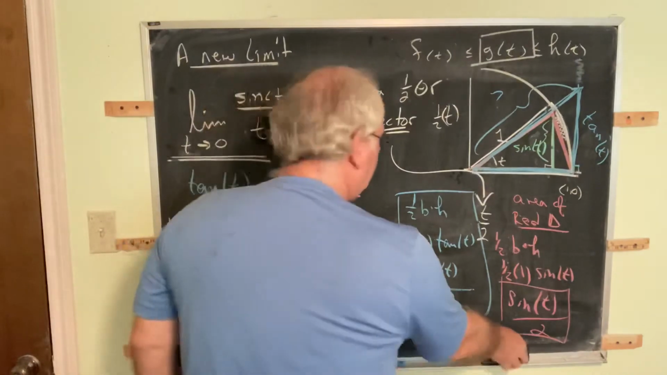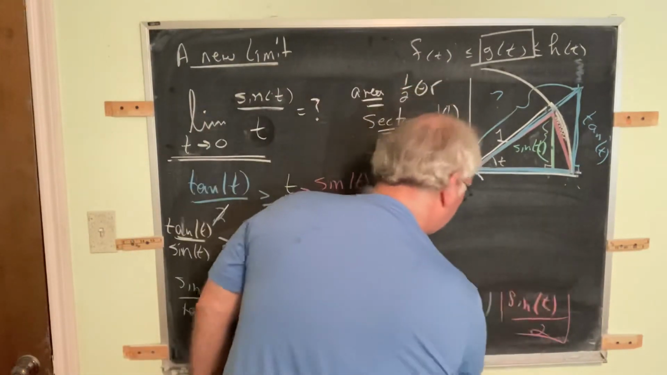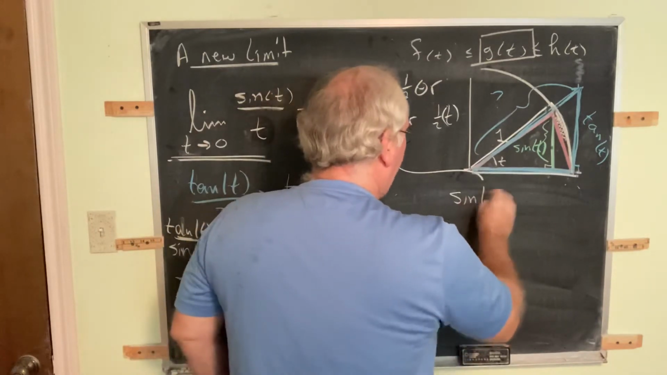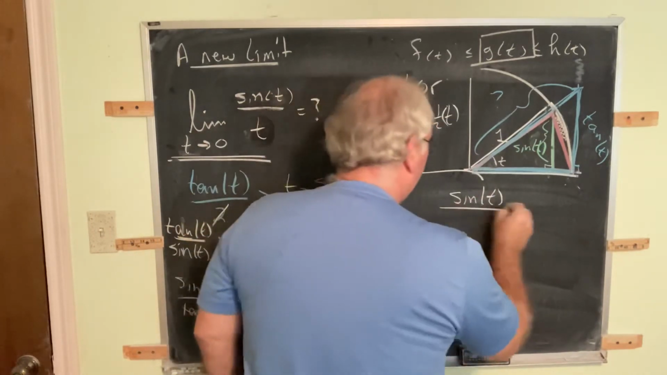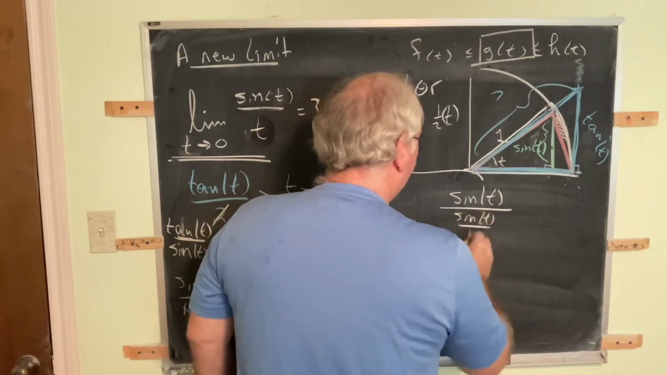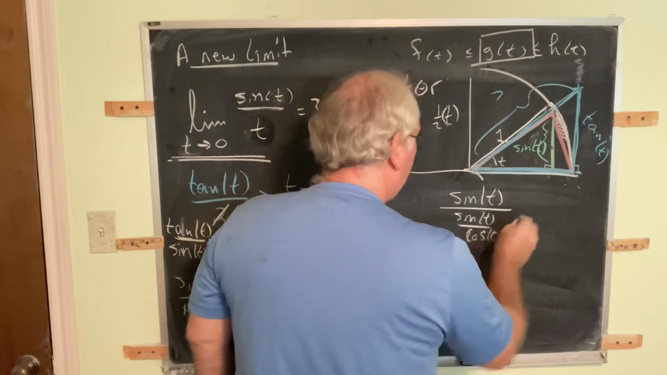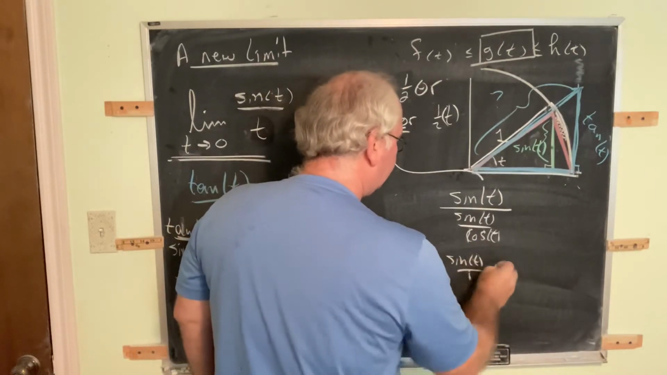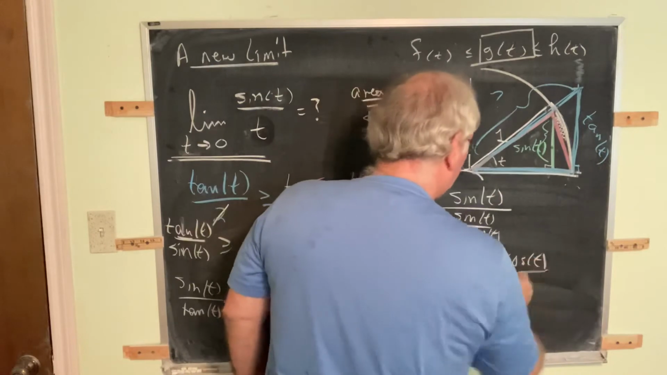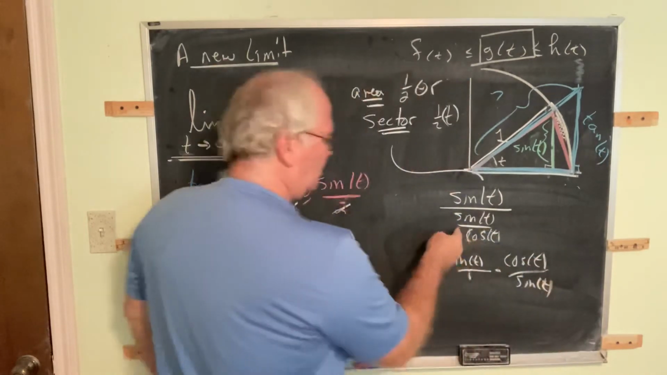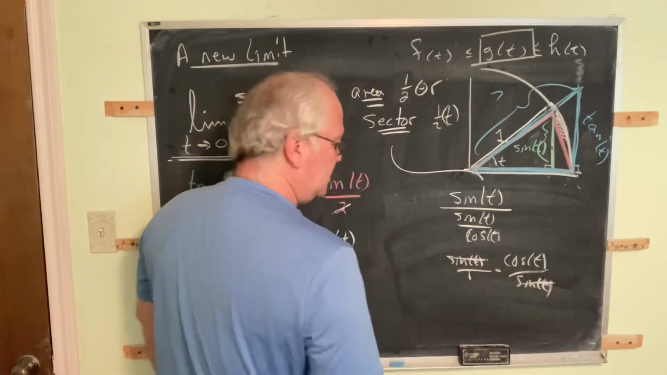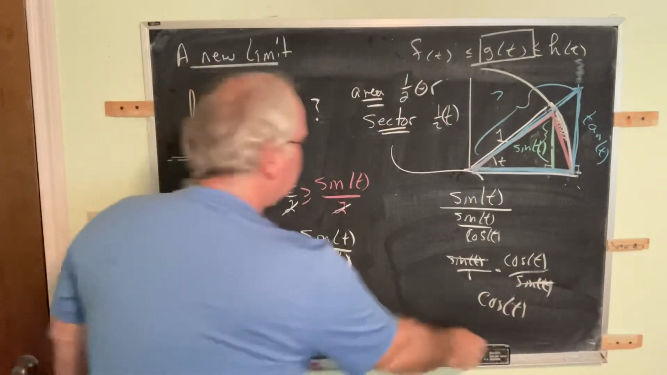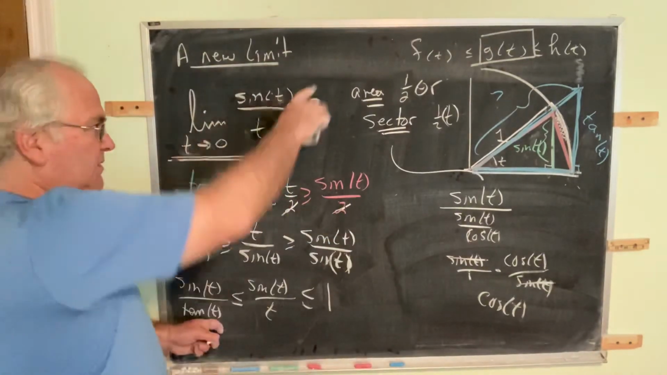And the last piece is to simplify this a little bit. I'm going to steal some space by erasing this. What is sine of t over sine of t over cosine of t? Well, you multiply by the reciprocal. Right? Multiply by the reciprocal. The sines cancel. You're left with cosine of t.